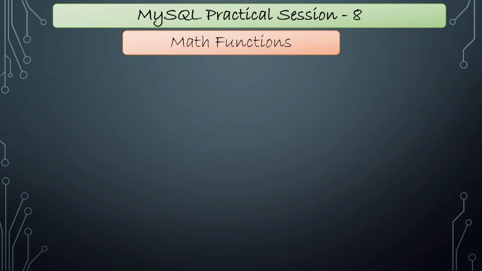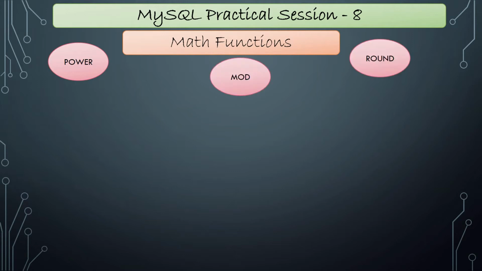Now in our math functions we have three different types of functions that are power, mod and round. We also have other functions like ceil, floor, abs, sign, but in our syllabus we have three functions that are power, mod and round. Now we are going to study these functions one by one.